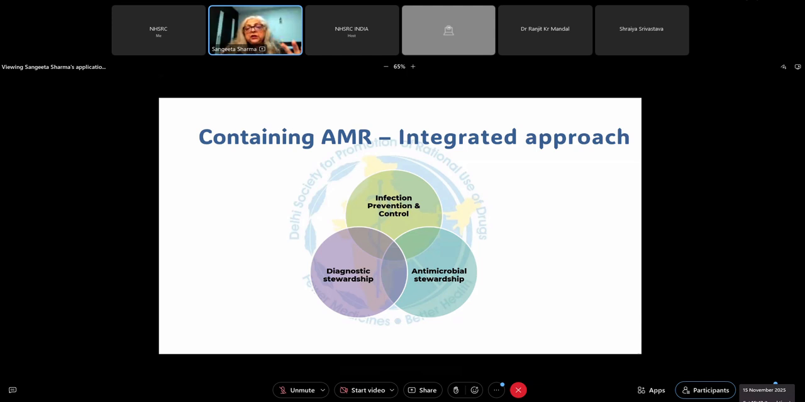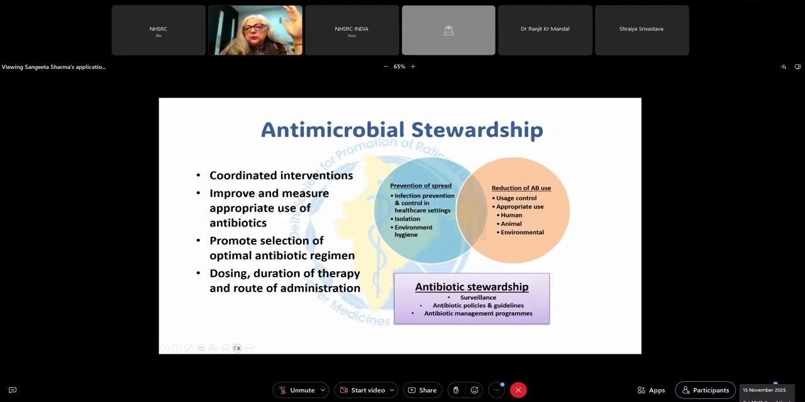So besides this antimicrobial stewardship, we need to look at these two stewardships as well. Anyway, each of these is a session on its own. Today I'll be focusing on antimicrobial stewardship, and my focus would be what can you do. I will try to give you some examples. What are the choices available to you?